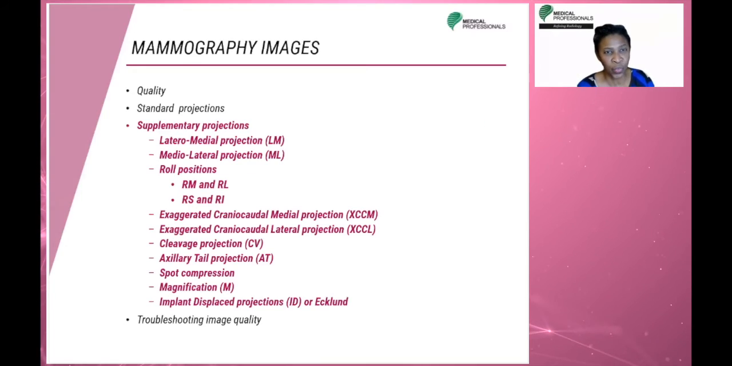In this section, we're going to talk about some of the supplementary projections, and this should answer some of the questions that we had earlier on how to get the MLO, ML, open fold, and what the reasons for some of these projections are. I'll simply go through them, and again, if you have any questions, please feel free to put them in the chat or in the Q&A box.